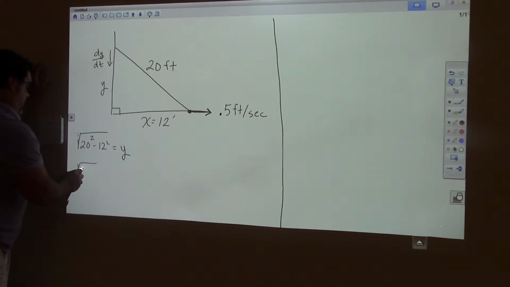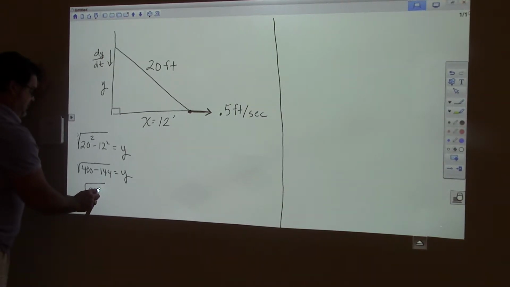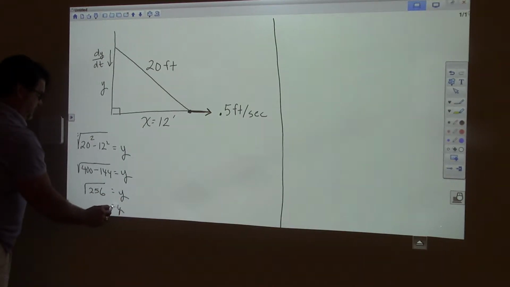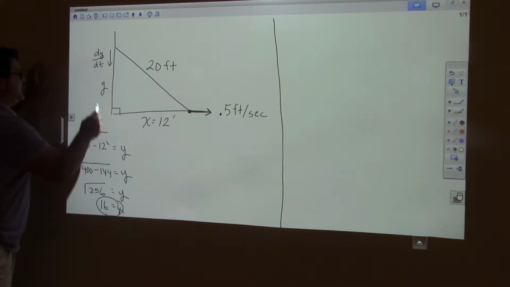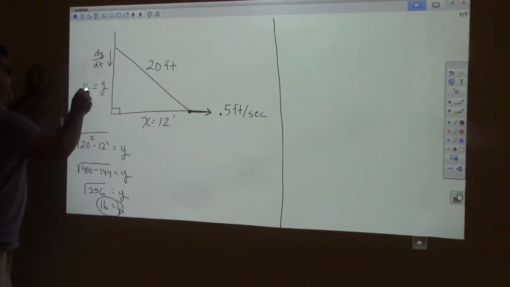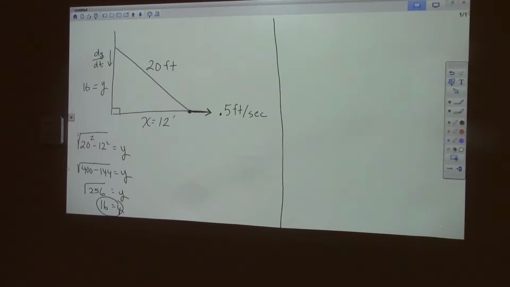So that's the square root of 400 minus 144. And the square root of 256 is what, 16? All right, you got your algebra out of the way now. Everybody happy? Okay, now focus on the problem. First of all, write out the Pythagorean theorem, because you know that's what you're going to use.